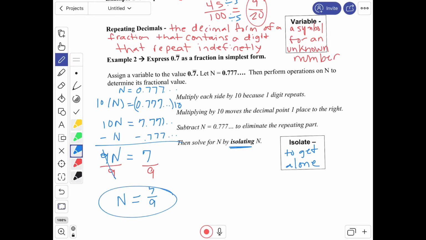And if you'll remember on our chart that we were supposed to memorize, 0.7 repeating is equal to 7/9. This is how we can figure out what a repeating digit is if we don't have it memorized.